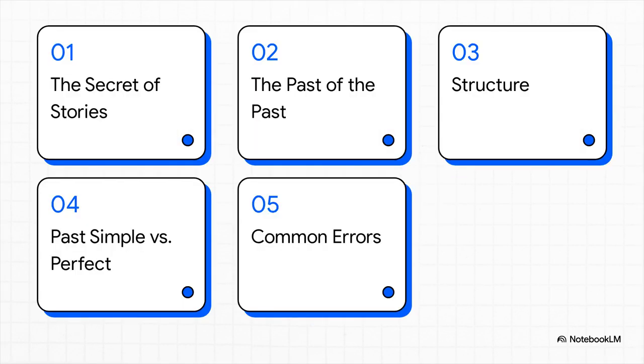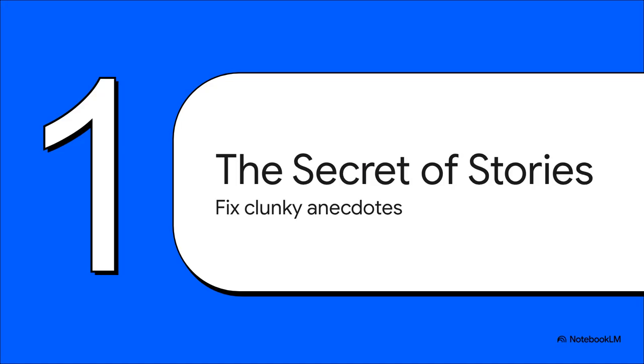So here is our roadmap for today. We're going to cover 1. The secret of stories, 2. The past of the past, 3. Structure for simple and continuous forms, 4. Past simple versus past perfect, and finally, 5. Common academic errors.